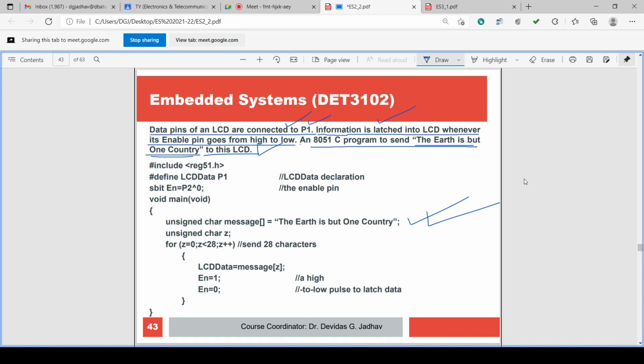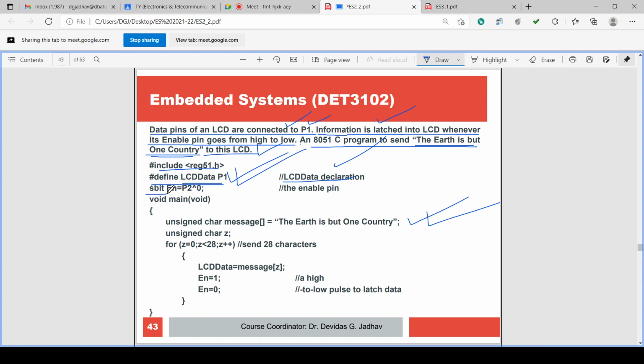What we are doing is displaying the message, the earth is but one country on LCD display. We have to start the program, include reg51.h header file because we are accessing the ports. Then we have to define LCD data as P1. P1 पोर्ट आपण LCD चा डेटा लाईनला कनेक्ट केलेले आहेत. सो LCD डेटा नावाचं व्हेरिएबल आहे, LCD डेटा ते डिफाईन केलं आहे P1 पोर्टला. So LCD data declaration is there.